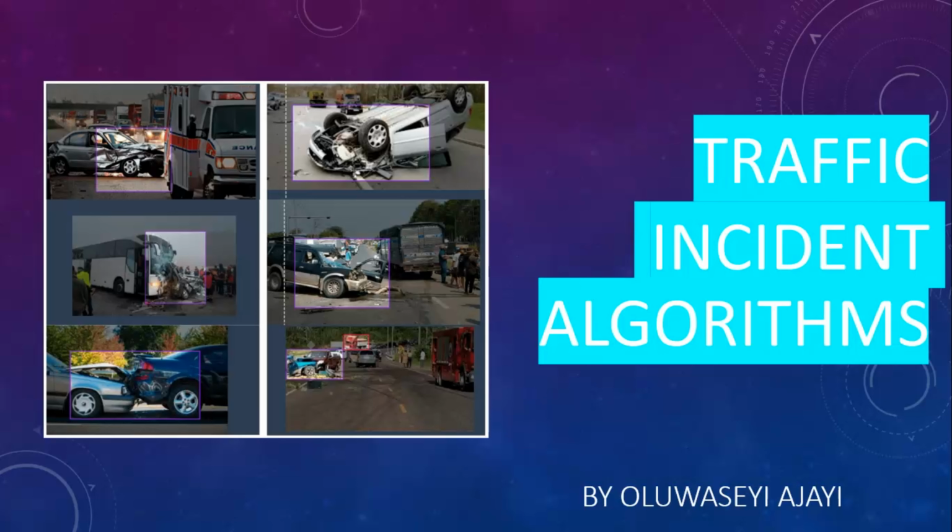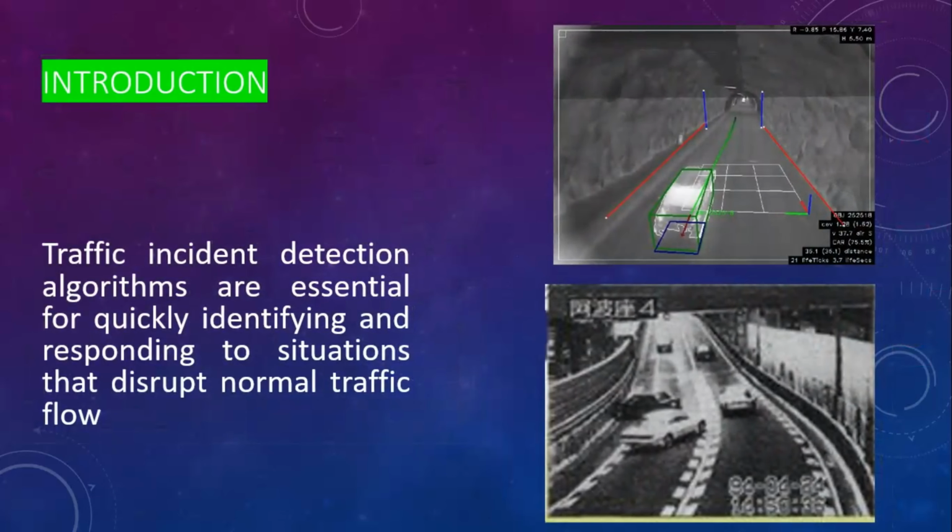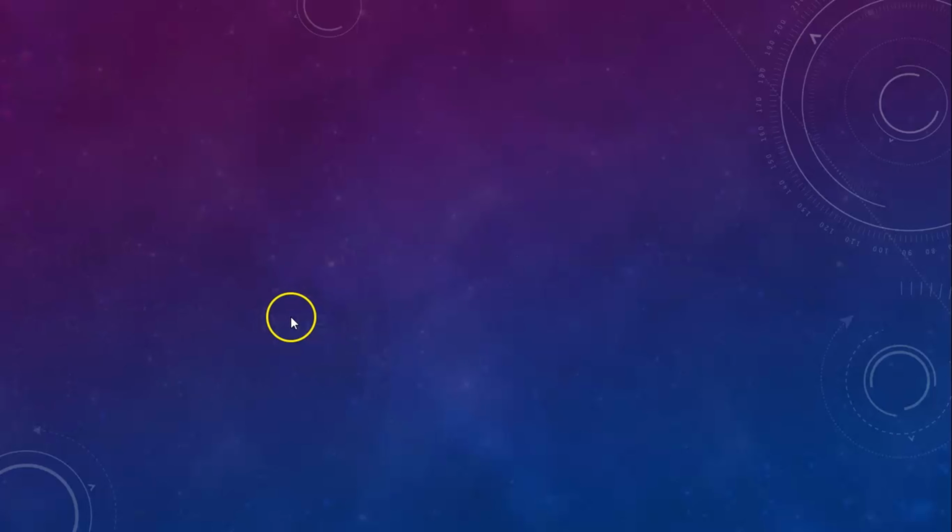When it comes to traffic incident detection, various methodologies can be employed, each with its own strength and application context. So we are going to be looking at an overview of four specific categories of methods that can be used in traffic incident algorithms. The traffic incident detection algorithms are essential for quickly identifying and responding to situations that disrupt the normal traffic flow.